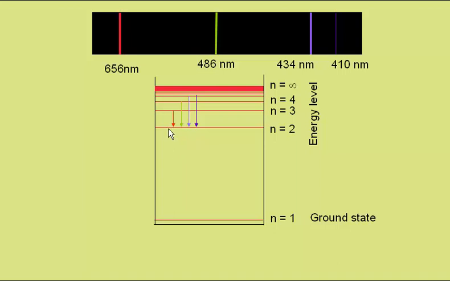There is another series of lines called the Lyman series, which drops down to the n=1 energy level. But these aren't visible, they're in the ultraviolet part of the spectrum. Another series of lines in the infrared drop down to the n=3 line. They're called the Paschen series.